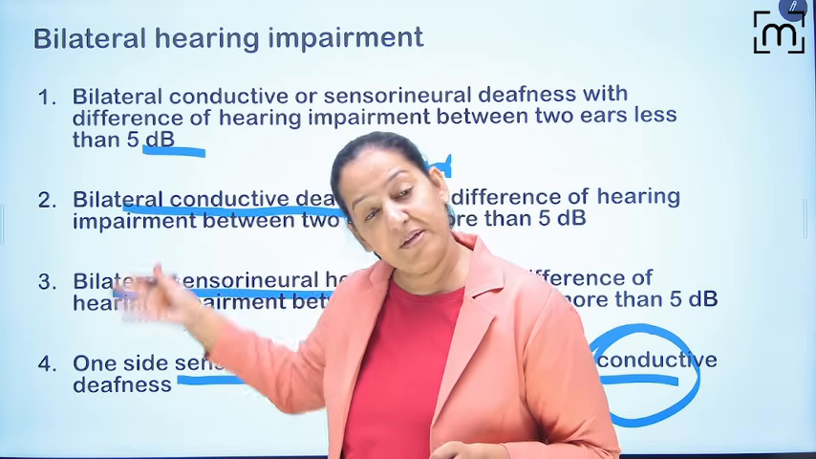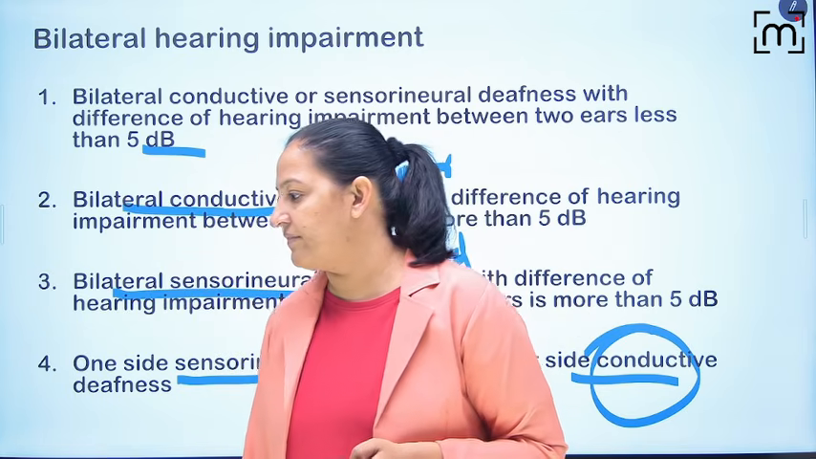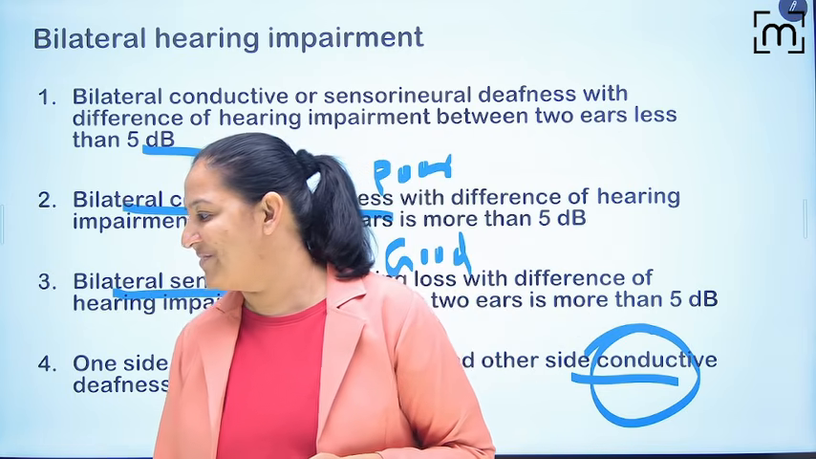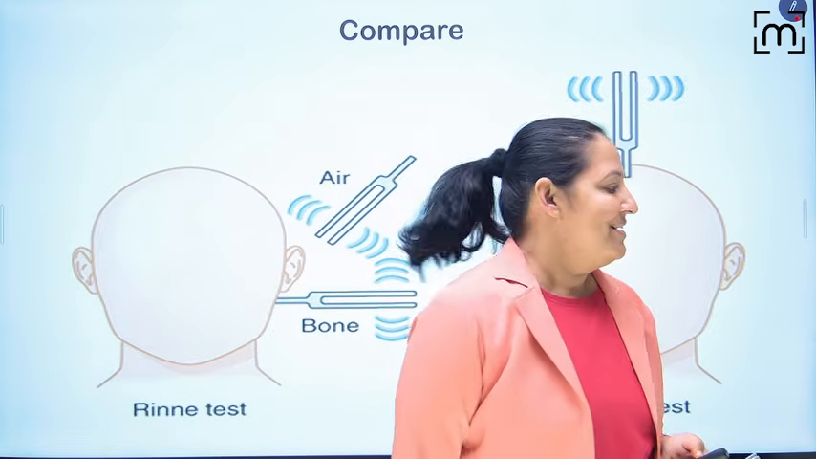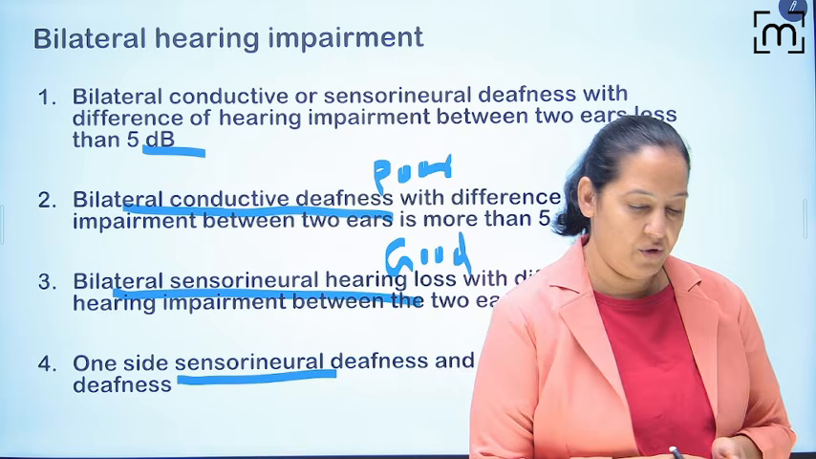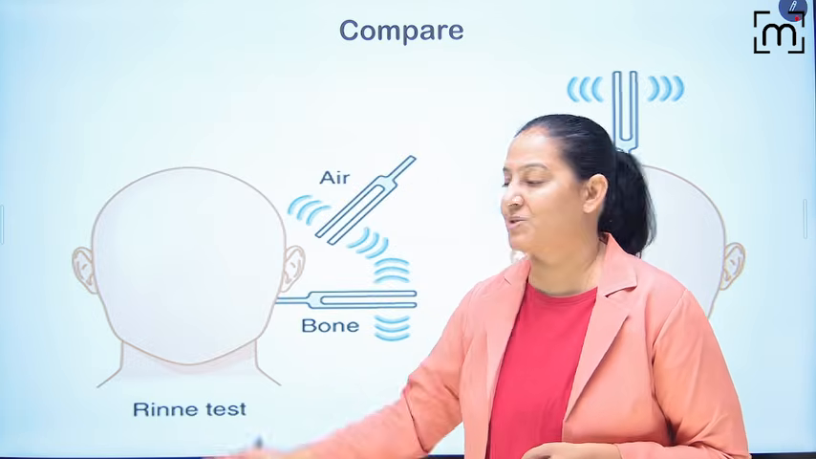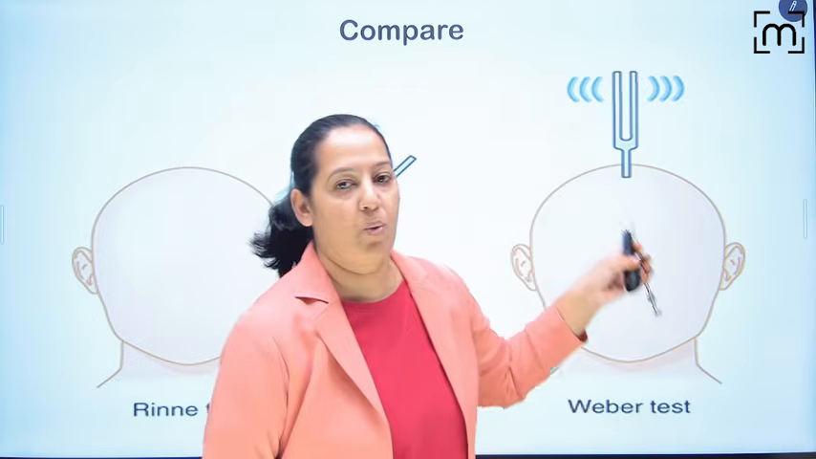In all of these scenarios, it is more than 5. Okay, I guess everyone got it, but only few are responding. So what we have done till now, we have understood what is Rinne's test and what is Weber test.